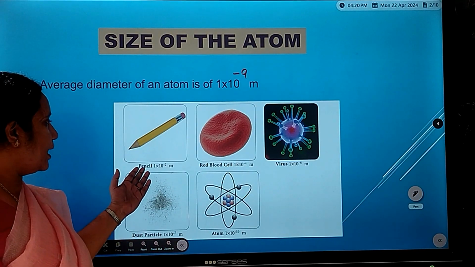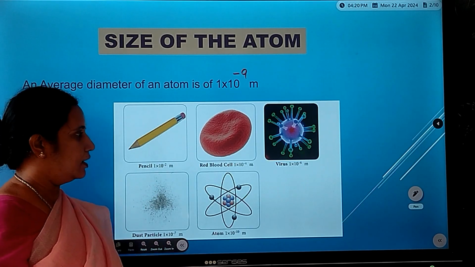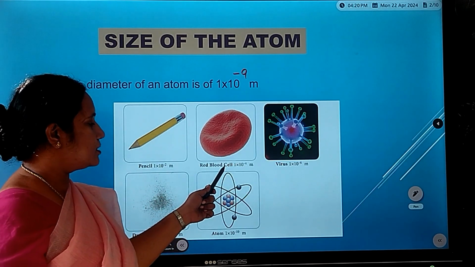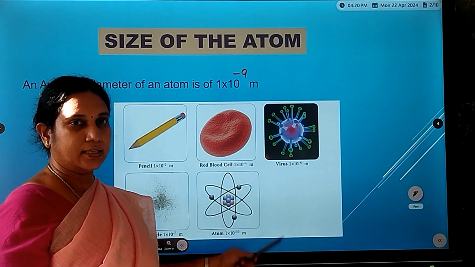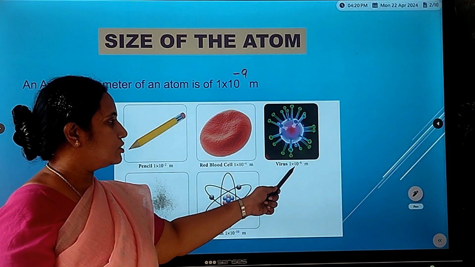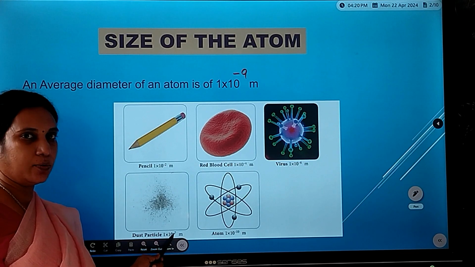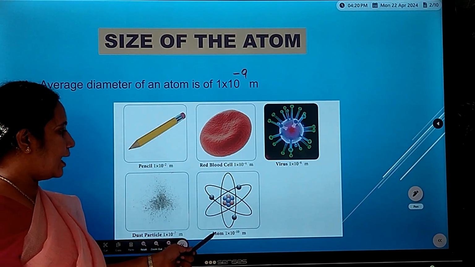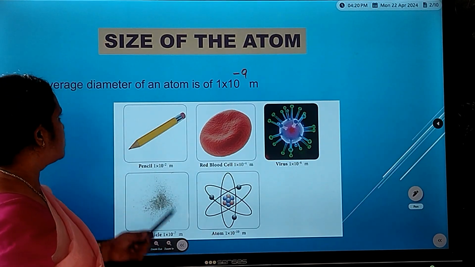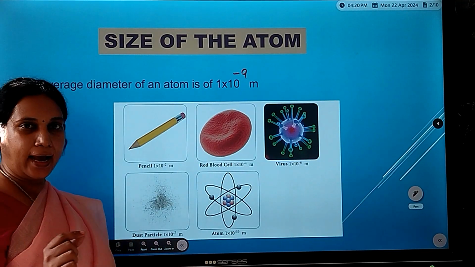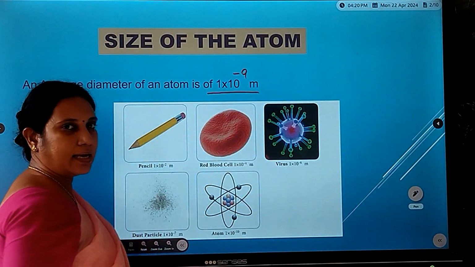The diameter of a pencil is 1 into 10 power minus 2 meter. And a red blood cell is 1 into 10 power minus 4 meter. Viruses are 1 into 10 power minus 6 meter. And a dust particle is 1 into 10 power minus 7 meter. And atoms are approximately 1 into 10 power minus 10 meter. So the average diameter of one atom is approximately 1 into 10 power minus 9 meter.